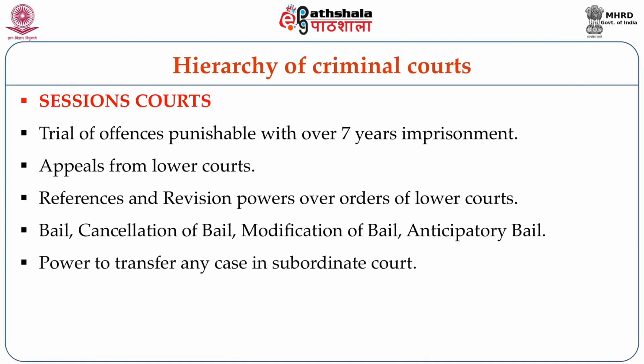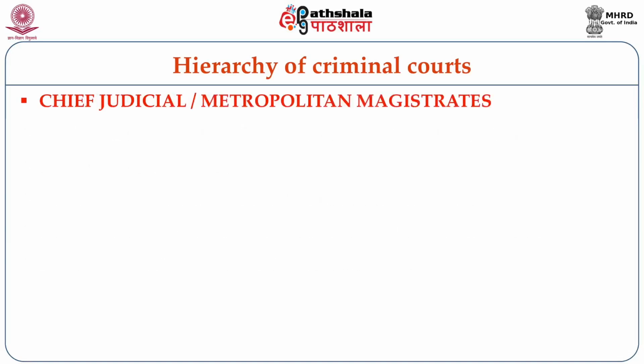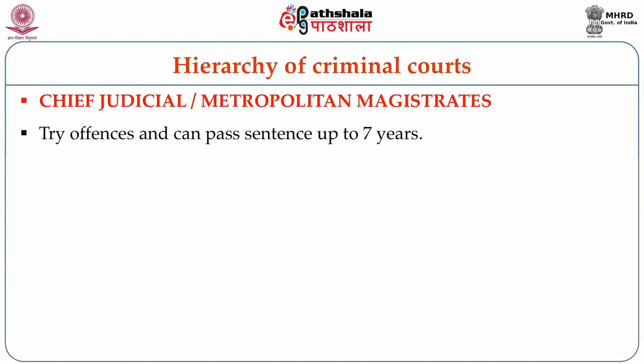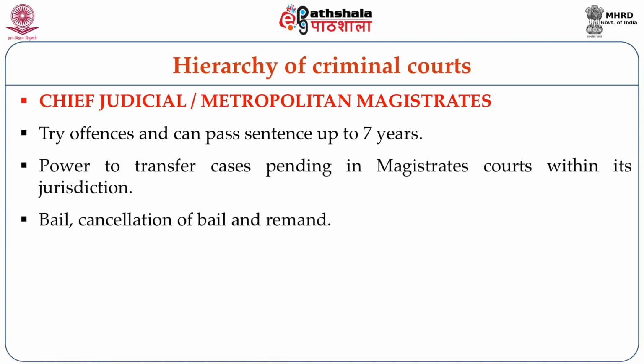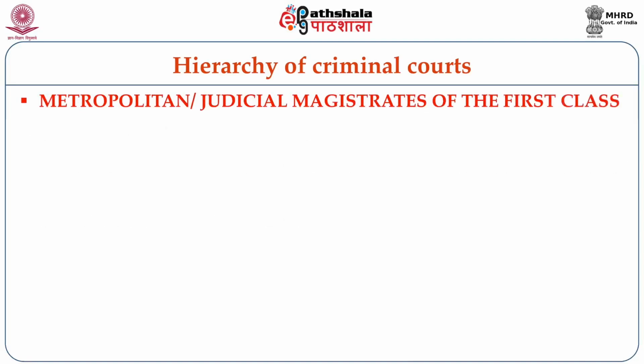It also has the power to transfer any case from a magistrate's court within that particular district to another magistrate's court. Now in every district, you also have what is known as the Chief Judicial Magistrate. In metropolitan areas, they are the Chief Metropolitan Magistrates. Now they try offences up to 7 years of imprisonment. They can pass a sentence of up to 7 years of imprisonment. They can't do that beyond that. They also have the power to transfer cases pending in any magistrate's court within them, and they have the power to grant bail, etc.